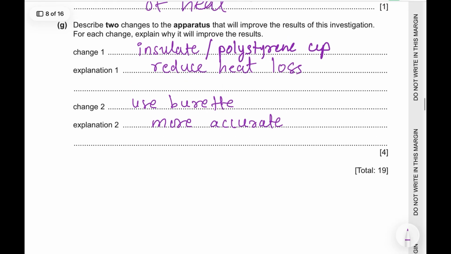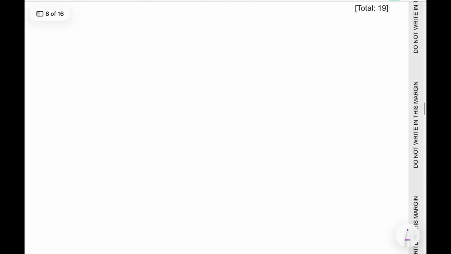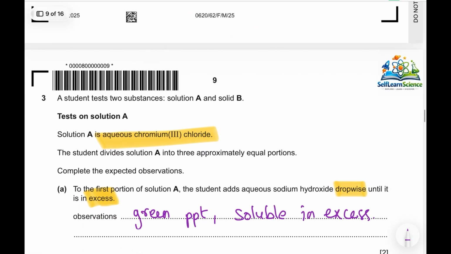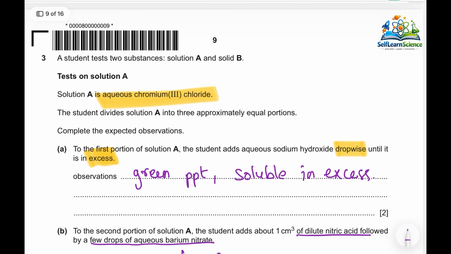So these are some changes which you have to remember, especially whenever it is based on temperature change. You have to always use an insulator to help reduce the heat loss.